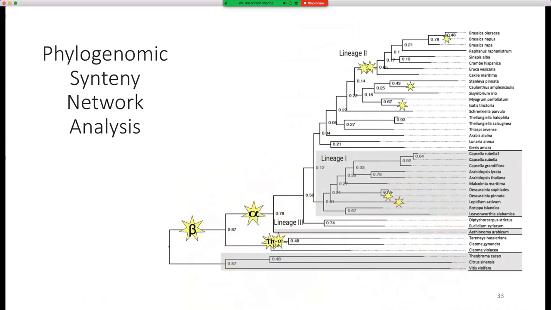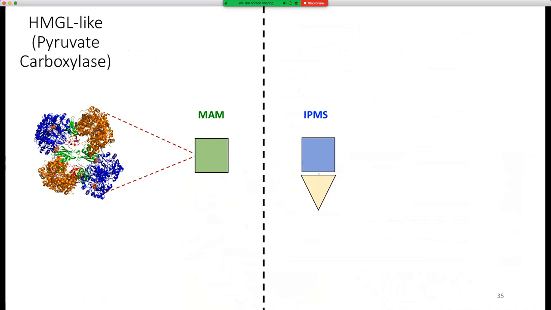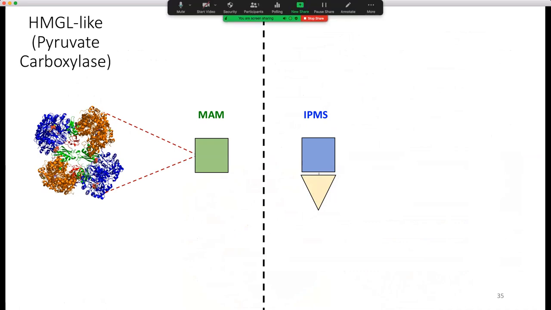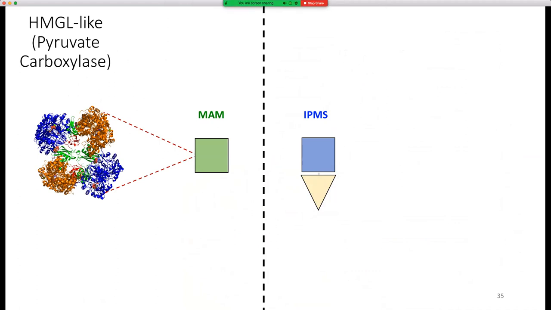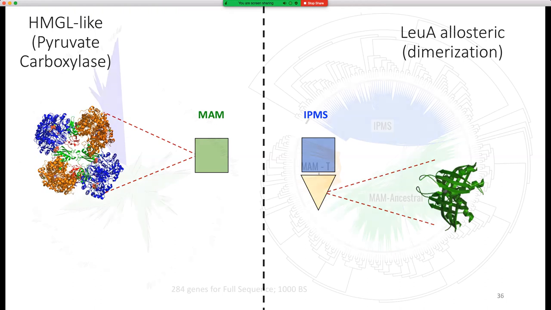We used genomes within the Brassicaceae as well as the Cleomaceae, so three in the Cleomaceae and then three outgroup genomes. To do this, we also have to pay attention to what the domains are for this gene family. IPMS and MAM are united by having this HMGL-like pyruvate carboxylase domain. So the transition from IPMS still retained this domain, and this is what does the addition function. But IPMS also have this leucine allosteric dimer domain that connects two of the proteins from IPMS into a homodimer.